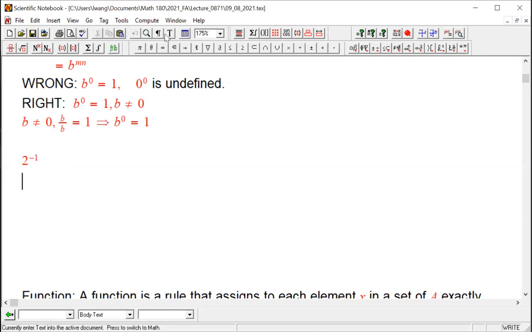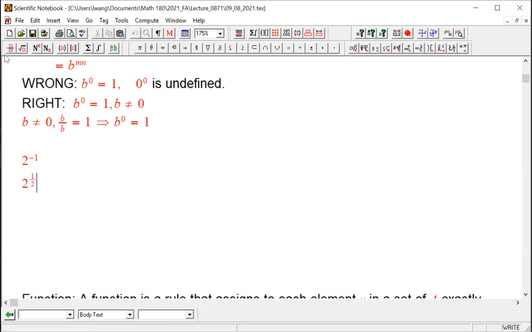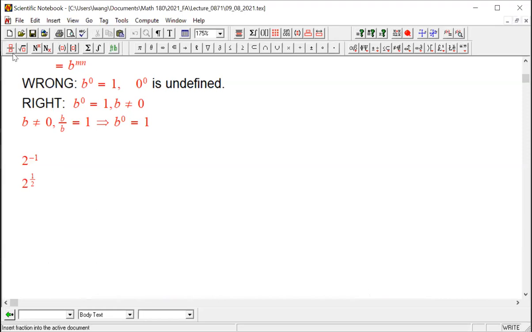For example, what do you make of 2 to the power of half? 3 to the power of 2/3? What is that? 2 to the power of -1 is equal to 1 over 2 to the power 1. But 2 to the power 1 is 2, therefore this is just half.